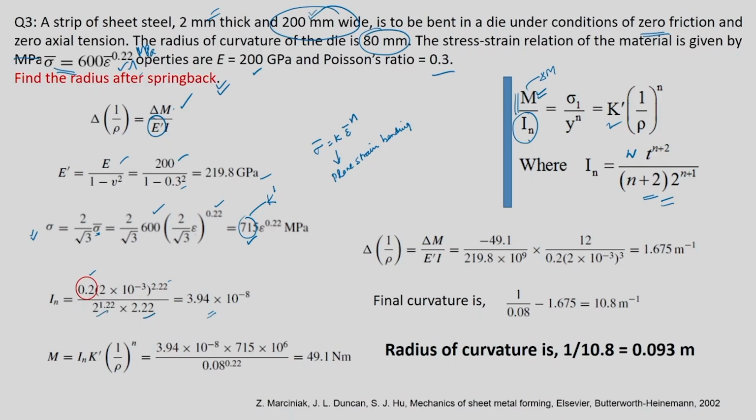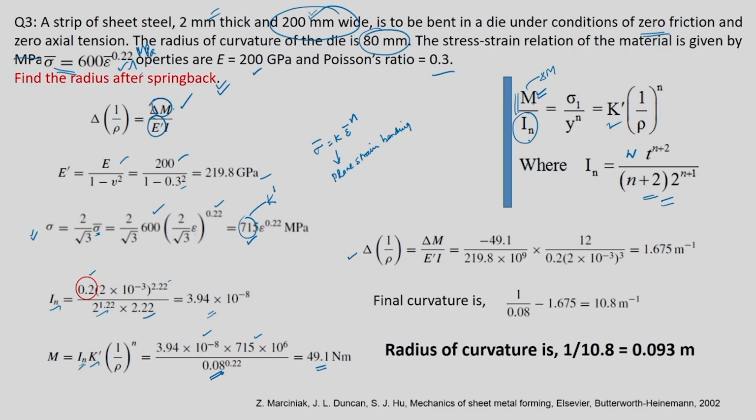So, from there I can calculate this m as I n into K dash into 1 by rho power n. So, I n is nothing but 3.94 10 power minus 8, K dash is 715 into 10 power 6 we keep, okay, unit consistent. Then 1 by rho power n, this is 80 mm. So, 80 mm, again unit has to be consistent, 0.08 power 0.22. If we check it, it will be 49.1, okay, m we will get. So, that you can substitute in this equation.